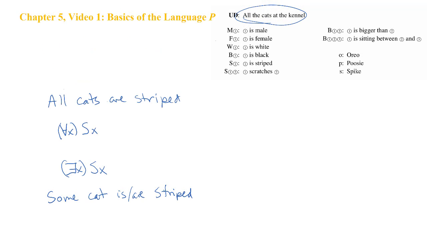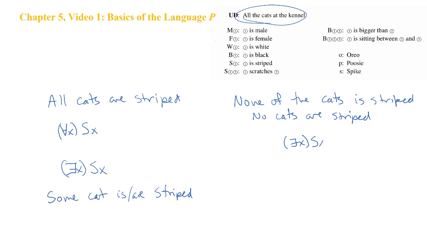Now we also talked about none as a quantifier. So we should be able to say none of the cats is striped, or equivalently, no cats. Now this we can do in two pretty obvious ways. If no cats are striped, then it's not the case that there exists a striped cat. So we can take there exists a striped cat and negate it.